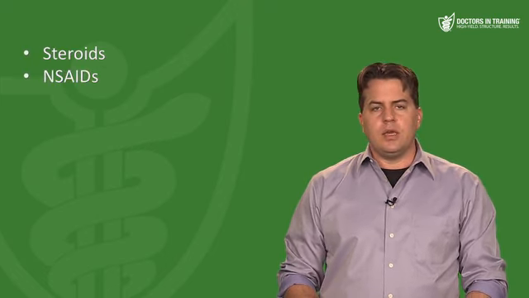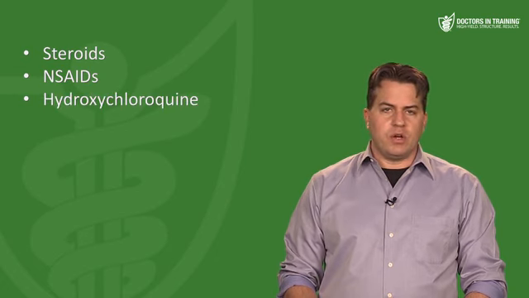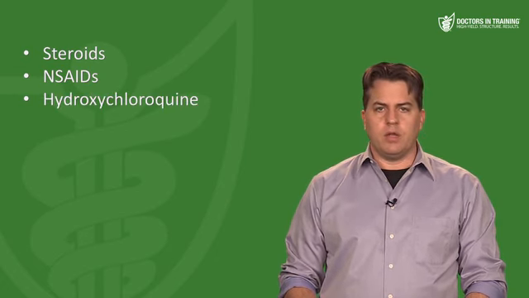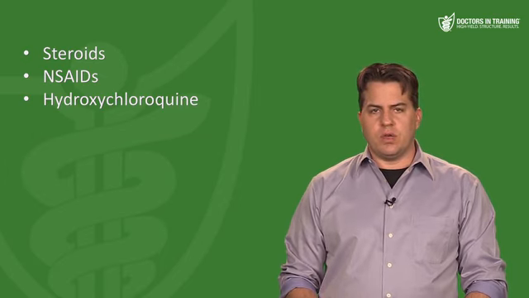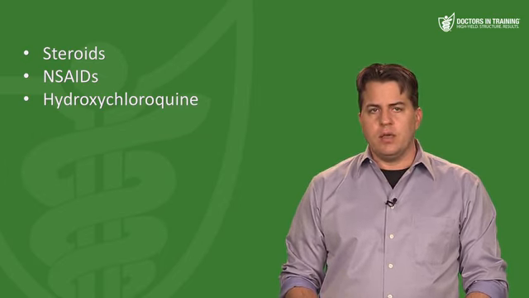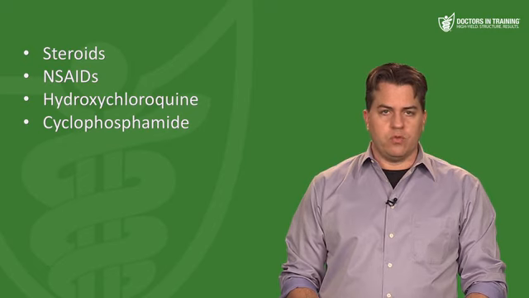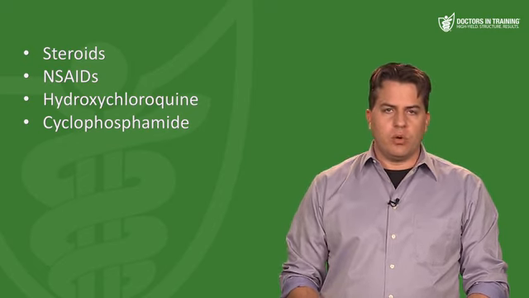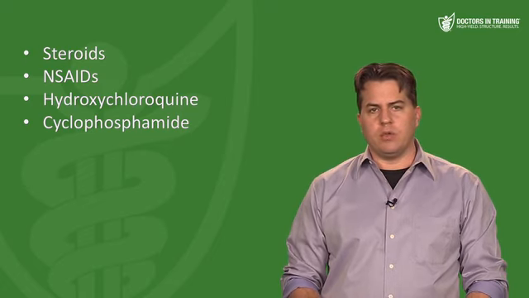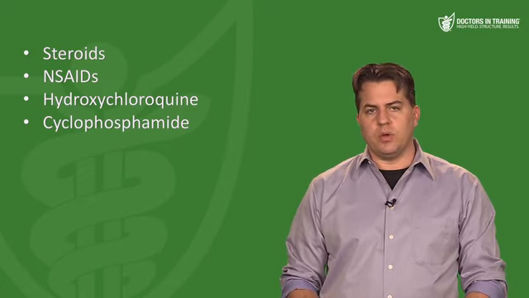One last thing to mention briefly about lupus is the treatment. Steroids are commonly used, NSAIDs are commonly used, hydroxychloroquine is a drug that you might want to know, often used to treat lupus. And for advanced lupus, especially if there's some lupus nephritis, cyclophosphamide can be useful. So glucocorticoids, NSAIDs, hydroxychloroquine, and cyclophosphamide are the drugs I want you to know that are commonly used to treat lupus.